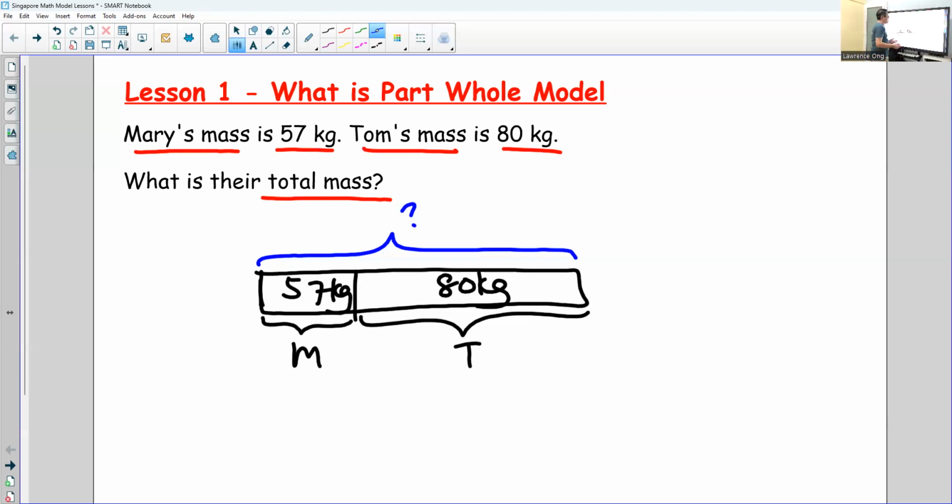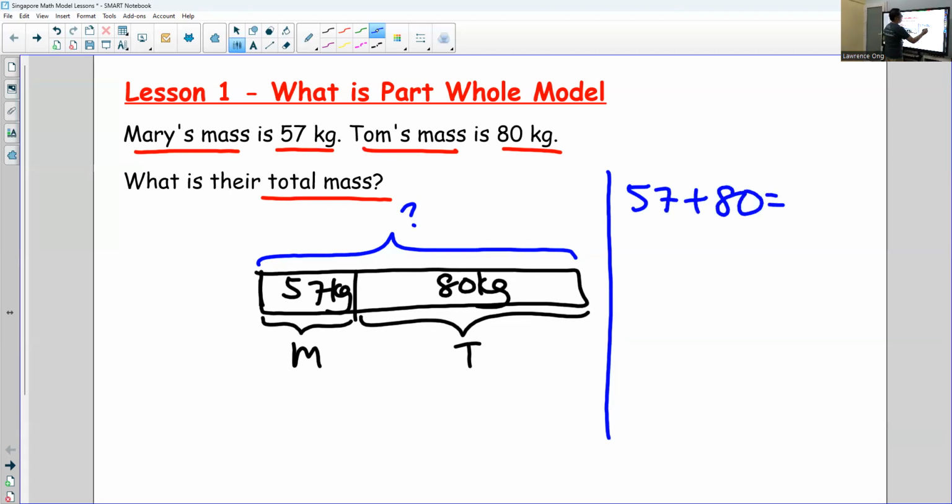So what is their total mass? Their total mass will be adding the two parts together to get the whole rectangle. So you have 57 plus 80, and you get the total mass, which is 137 kilogram. So the total mass is 137 kilogram. And that's how you draw the parcel model.